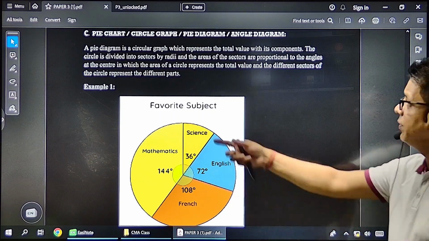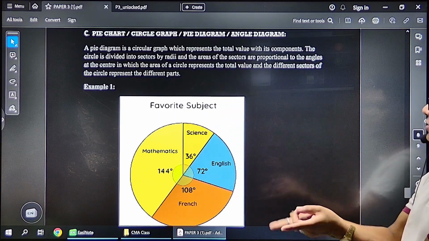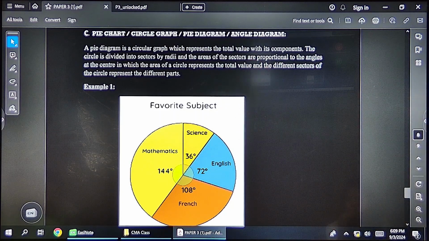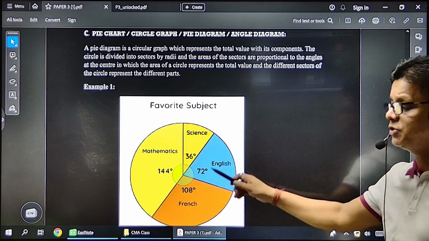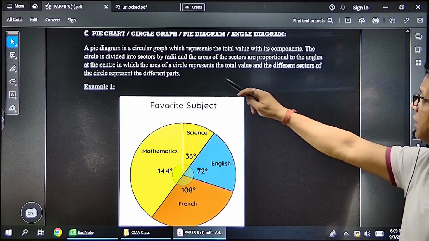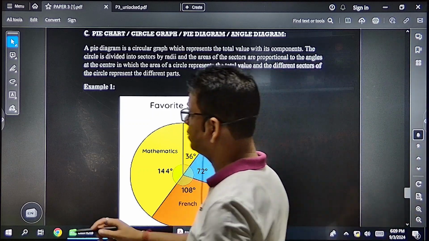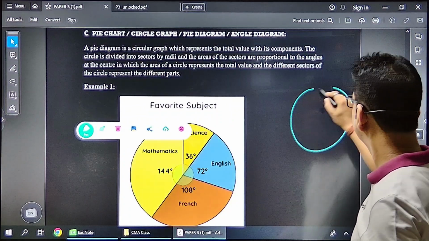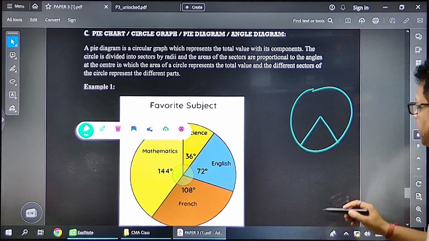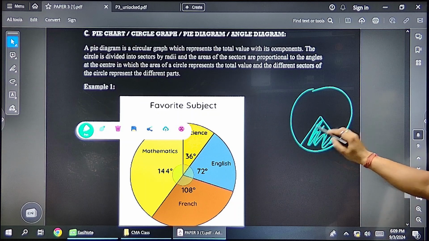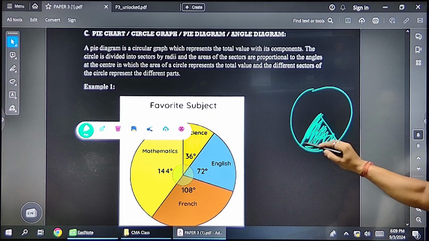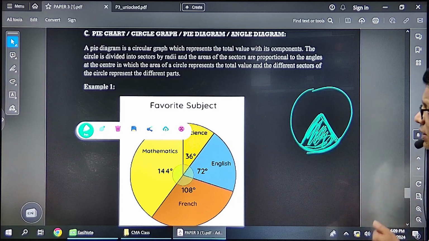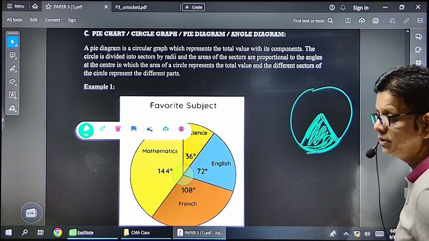Now, a pie diagram is a circular graphical representation. We draw it in a circle, which represents the total value with its components. The circle is divided into sectors. I think you know what sectors are. Suppose this is a circle, this is a sector. A sector means the portion bounded by 2 radii and 1 arc. So this is called a sector. In a circle graph, we show them in sectors, right?